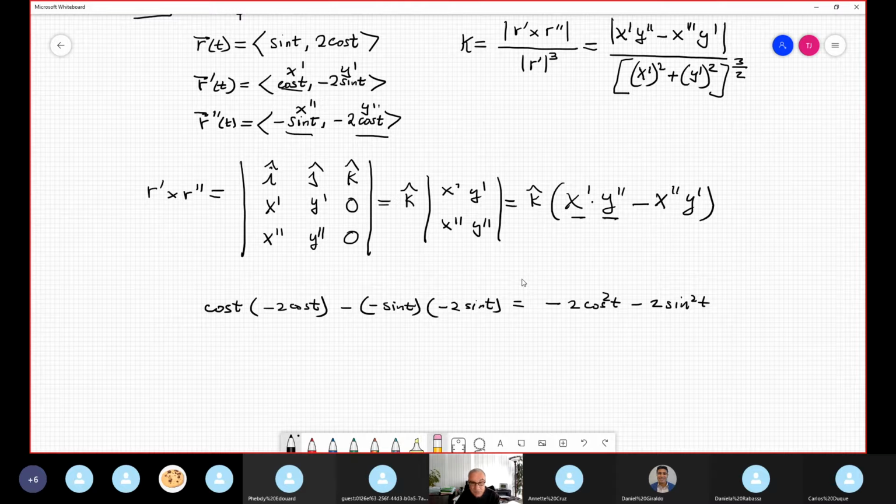Something is weird. Let's see, x prime is cosine. Y double prime is minus. This is x double prime is minus. And y prime is minus. Okay, so we have the actual value of this, which in this case is 2, no? In this case, 2. It's 2.